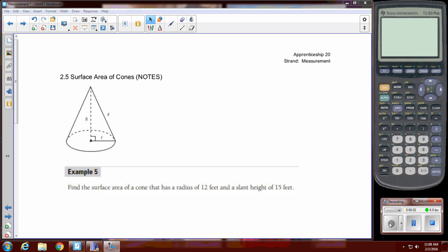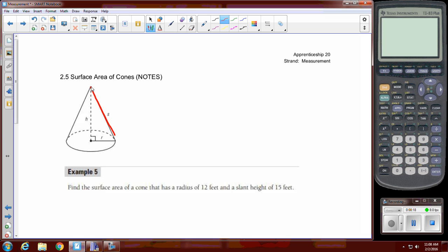We're now going to move to finding the surface area of cones. Now cones, basically just like a pyramid, are a pyramid that has a round bottom, but they have a special name. It's called a cone. To find the surface area of it, we need to know the dimensions along the outside.